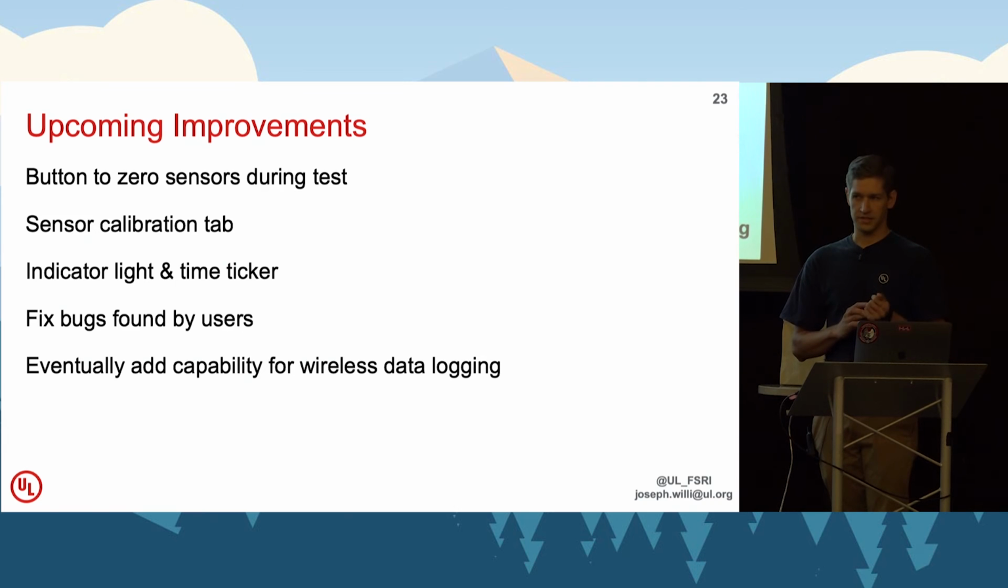Another improvement that's in the works is a sensor calibration tab. So essentially get the calibration constants for the load cells by applying different weights to them. And then add indicator lights and a time ticker to let you know when you're in real-time plot mode. And the dashboard's about at a point where I'm comfortable giving it to Kelly for him and his firefighter friends to use, so I'm sure they'll find a bunch of bugs that need to be resolved. And then eventually we want to add the capability for wireless data logging. I'm thinking about using probably an Arduino to do this.